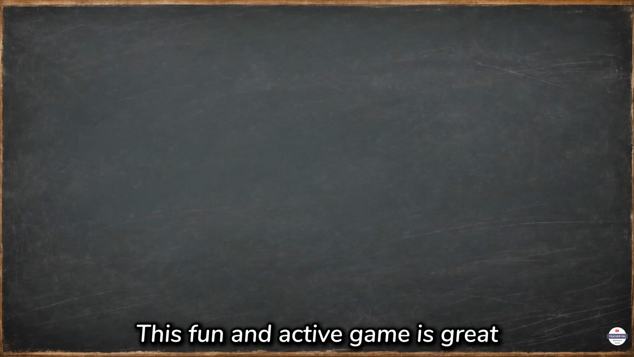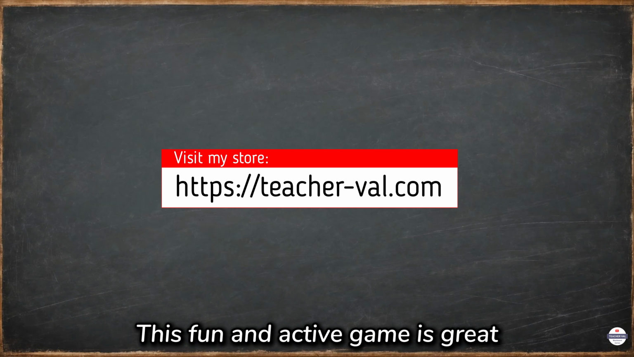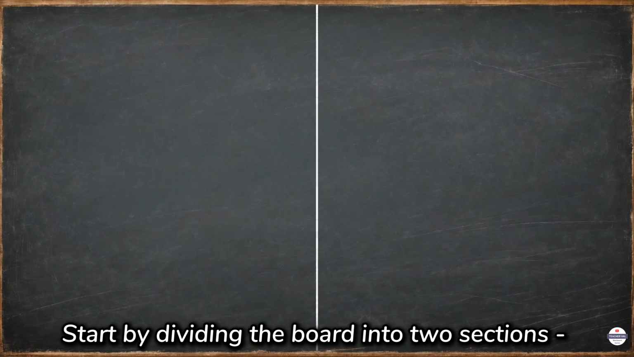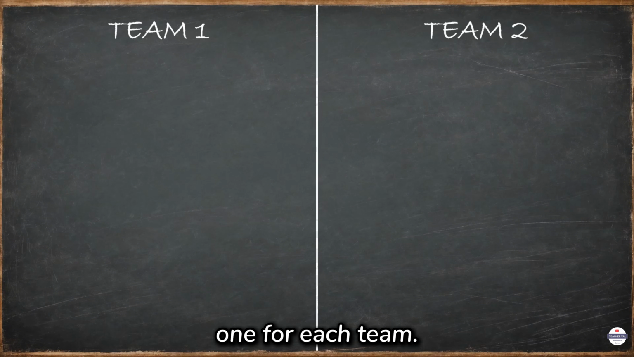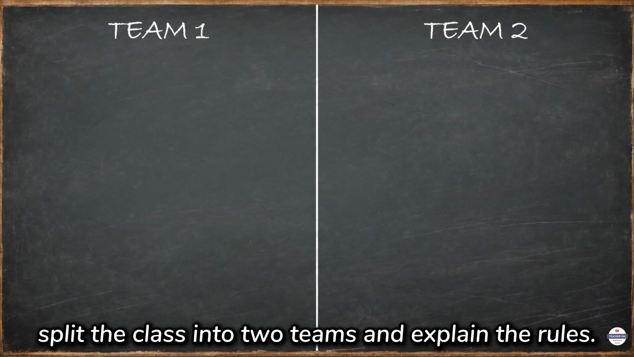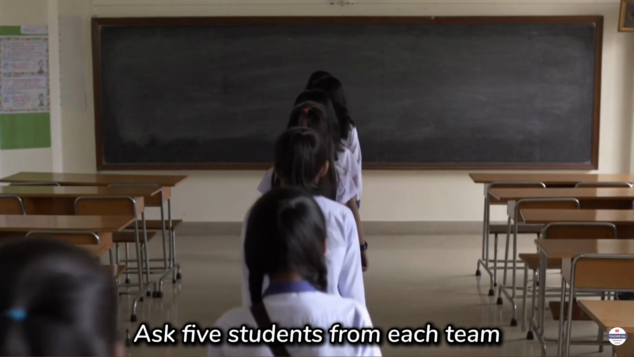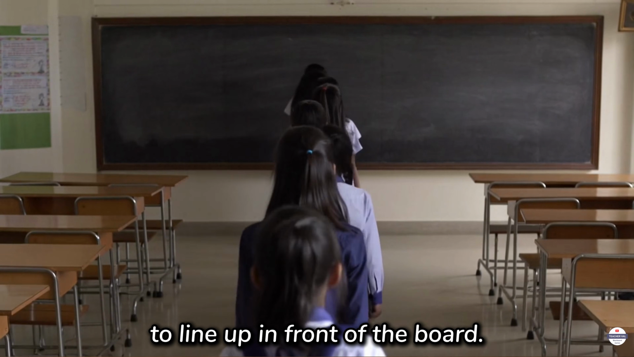This fun and active game is great for reviewing vocabulary from previous lessons. Start by dividing the board into 2 sections, one for each team. Then split the class into 2 teams and explain the rules. Ask 5 students from each team to line up in front of the board.